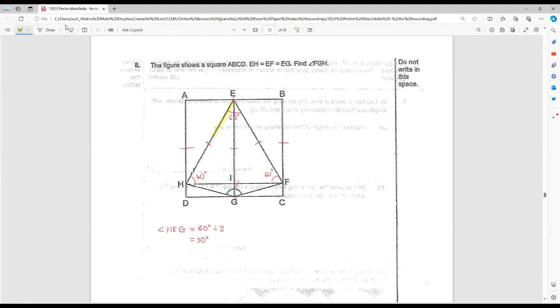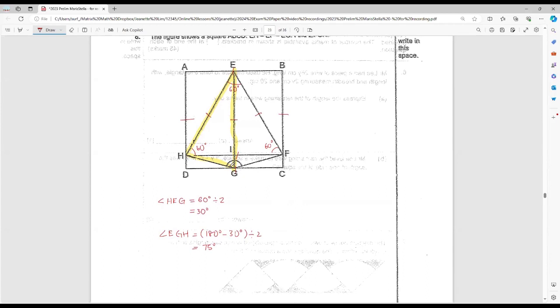Now look at this isosceles triangle. To find EGH over here, which is basically half of what we want, EGH is an isosceles triangle. So we take 180 minus 30, divide by 2, because this here is 30. So you minus 30, then you divide by the two corners, which is 75 degrees. To find what you want, just times 2, angle FGH, 150 degrees.